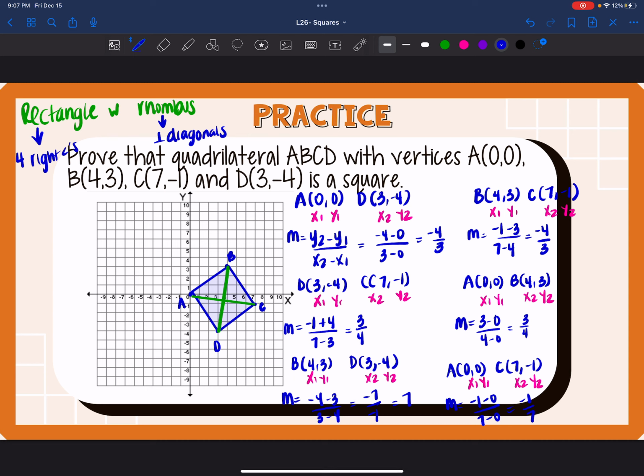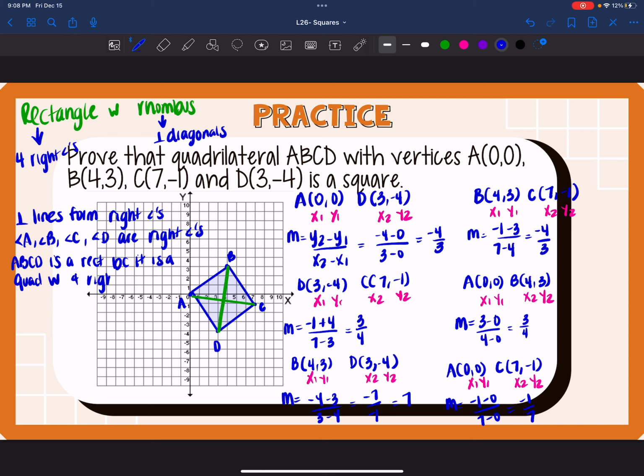I'm going to go ahead and say, no, you don't have to do this, but I like to do this. I like to say perpendicular lines form right angles. And then I want to mention that angle A, angle B, angle C, and angle D are right angles. Just so that my reader or grader knows exactly that I know what I'm talking about. So I'm going to say that ABCD is a rectangle because it is a quad with 4 right angles.